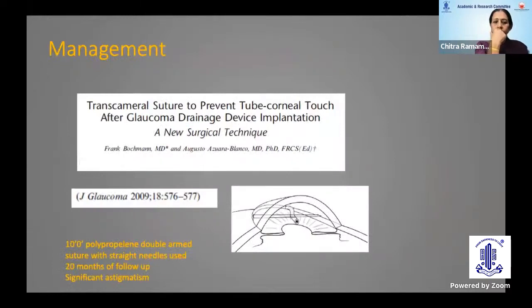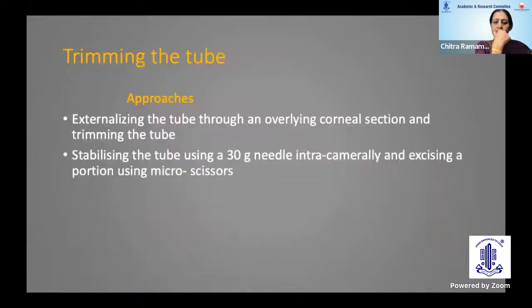Transcameral suture to prevent tube corneal touch was reported. This was done using 10-0 polypropylene double-arm sutures with straight needles. So this was done limbus to limbus, and the tube was positioned away from the surface of the cornea. It remained in place for a 20-month follow-up, but produced significant astigmatism.